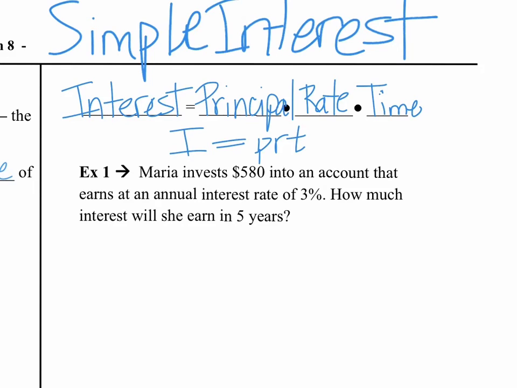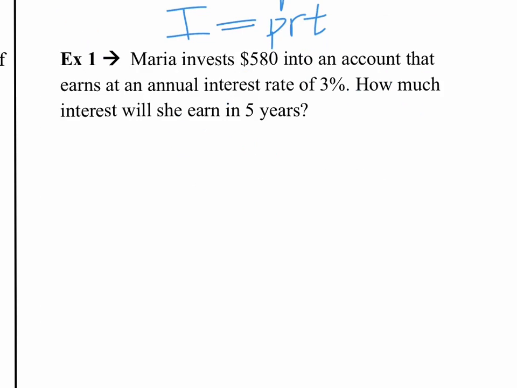Notice the word principal is spelled P-A-L, just like the principal of a school. But this principal has to do with the money. The rate is your percent, and the time that we use is years. This is not difficult if you understand how the formula works.